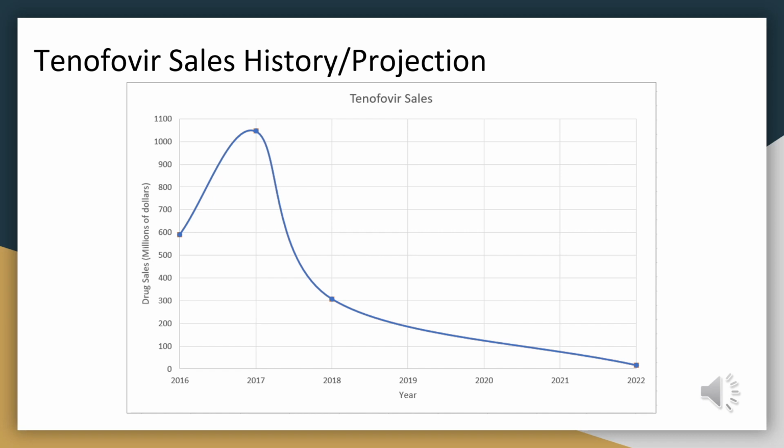The reason for this sales drop is that there are just becoming a lot better drugs on the market. Tenofovir has some issues surrounding kidney problems, liver problems, and it decreases bone density, which makes other medications out on the market more valuable.